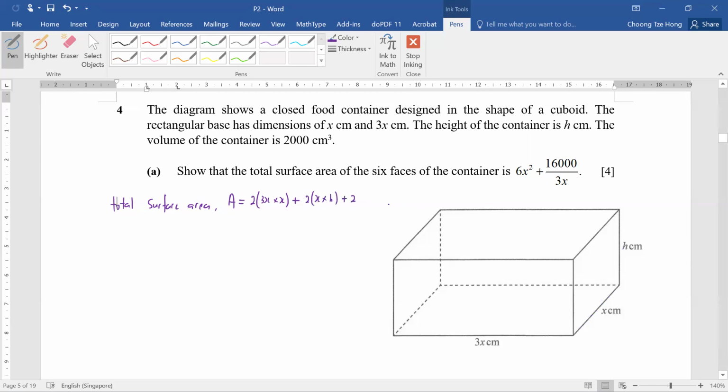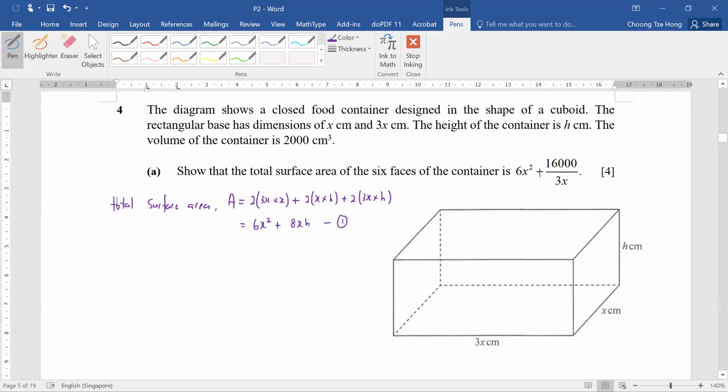And then after that, we will have the back and front faces. The back and front faces would be 3x times h. So plus 2 times 3x times h. So let's simplify this. Over here we have 3x squared times 2, so 6x squared. Then over here we have 2xh plus another 6xh. So that will give us 8xh. Let's call this equation 1.